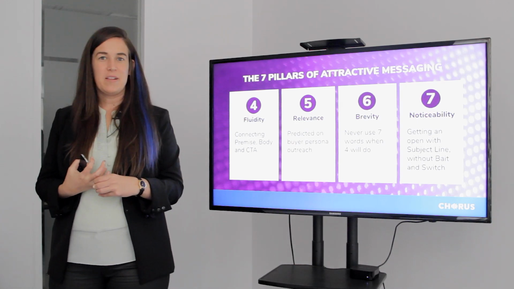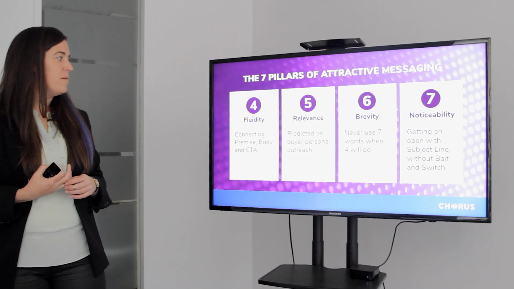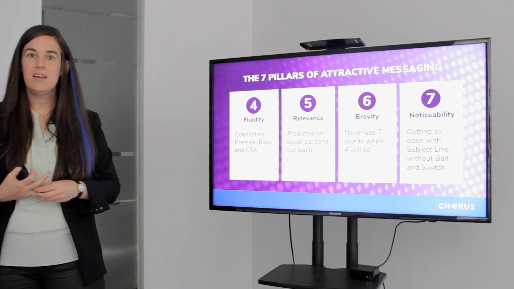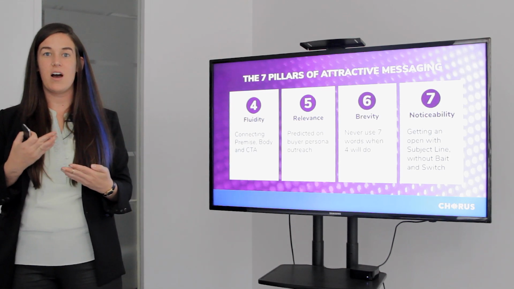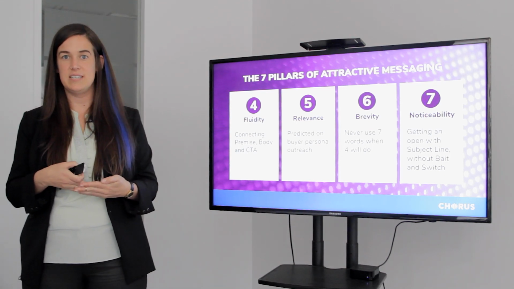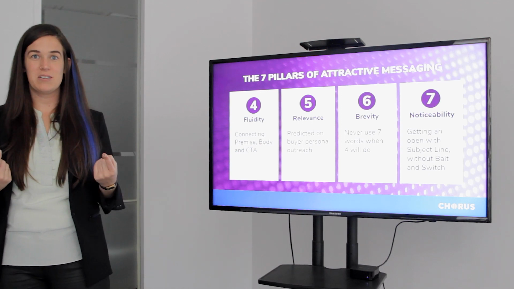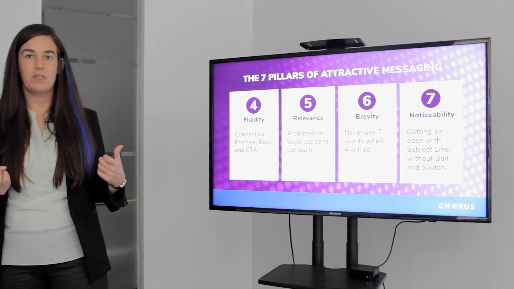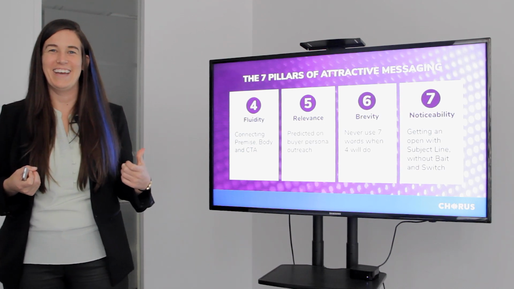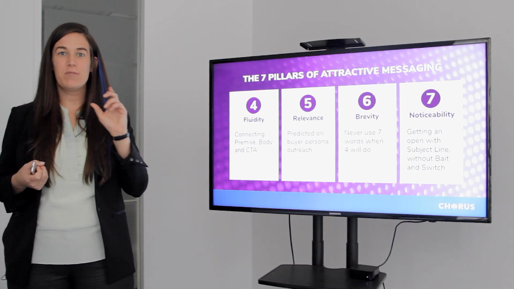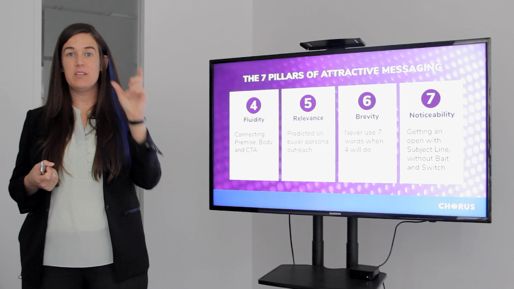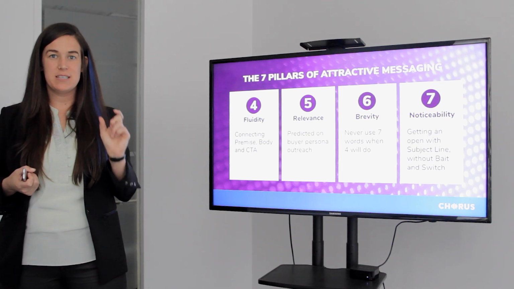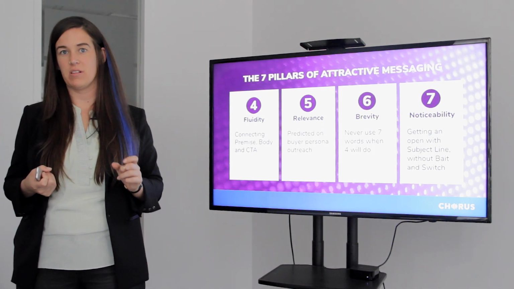So the last 4 pillars, I'll be pretty brief here. The 4th pillar is going to be fluidity. You want to make sure that you connect your premise to your body, to your CTA. It's really easy to do in theory. It's really hard to do in practice. So one tip that I would have in fluidity is that whatever language finite words you use in the first line, you use in the second line, and you use in the third line.